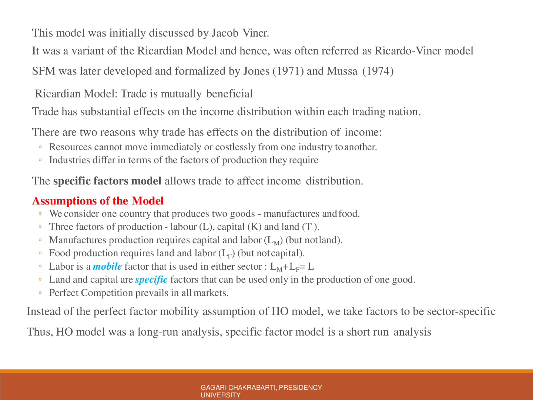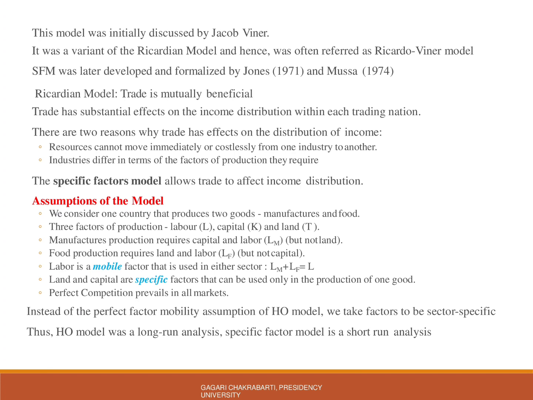Number one, we consider one country that produces two goods. One is manufactures and the other is food. Initially we shall start from the home country, and then we shall introduce the other country also. Secondly, we assume that there are three factors of production: labor, capital and land. Manufacturing sector production requires capital and labor but not land.